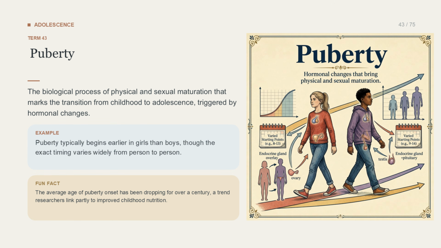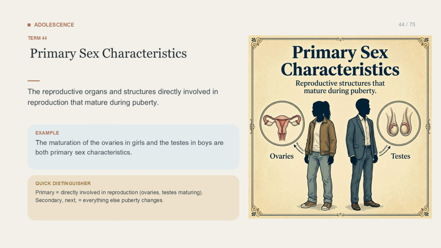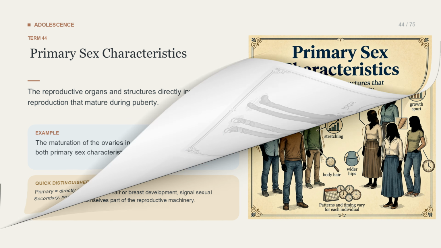43. Puberty. Puberty is the biological process of physical and sexual maturation that marks the transition from childhood to adolescence. It's triggered by hormonal changes. For example, puberty typically begins earlier in girls than boys, though the exact timing varies widely from person to person. 44. Primary sex characteristics. Primary sex characteristics are the reproductive organs and structures directly involved in reproduction that mature during puberty. For example, maturation of the ovaries in girls and the testes in boys are both primary sex characteristics.